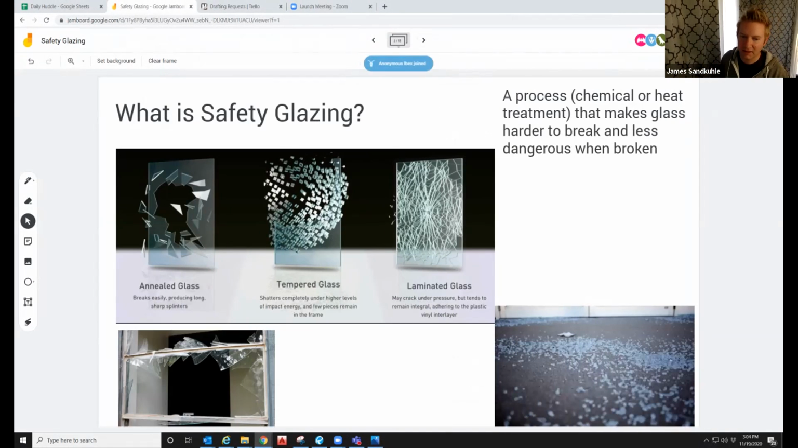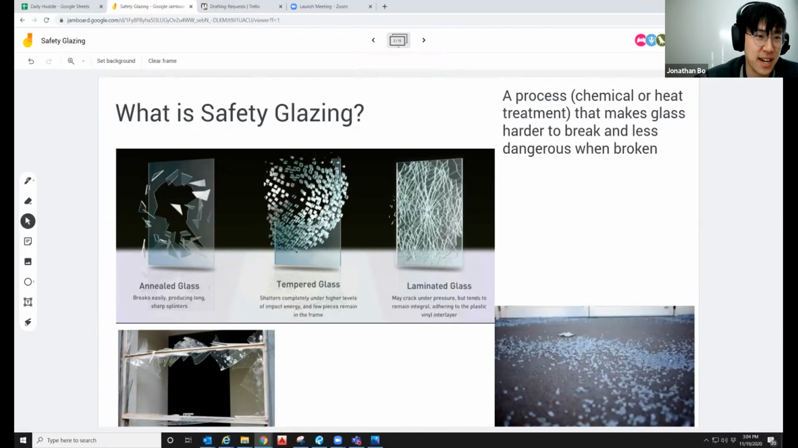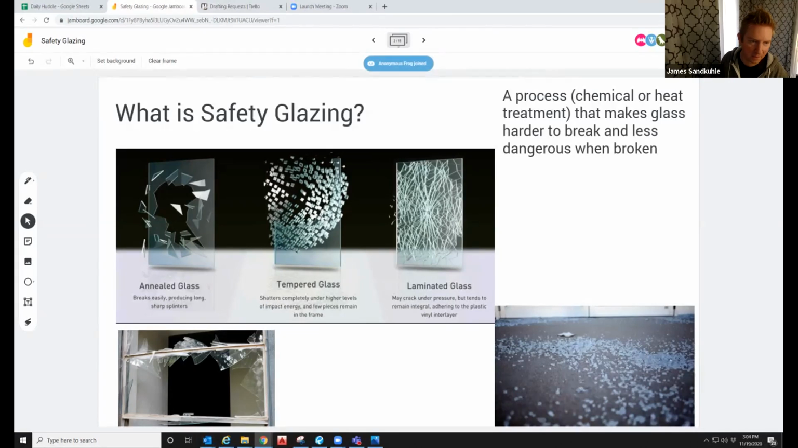What is safety glazing? Can anyone, in their own words, kind of explain it for the rest of the group? When glass hardens in a way so when it breaks, you don't die. There you go. Thank you, Jobo. So I'll just read off what I put in the slide here. A process which is chemical or heat treatment that makes glass harder to break and less dangerous when broken.